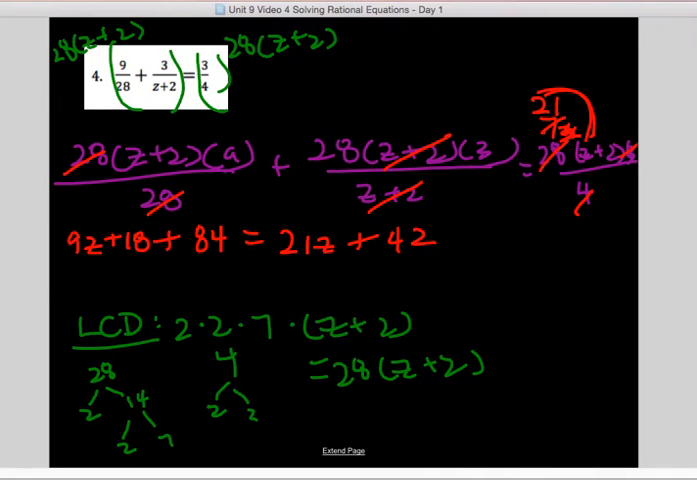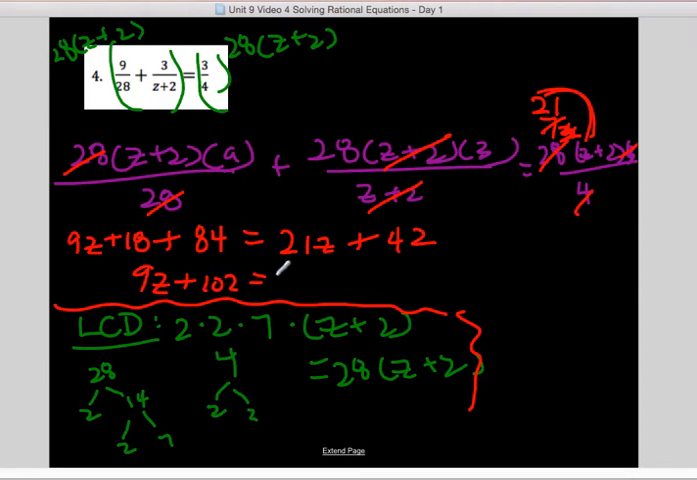Now, combining like terms. Hopefully you have a little more room than I do. 18 plus 84 gives me 102, so I have 9z plus 102 equals 21z plus 42. I would get all my z's to one side, and I want to keep them positive, so I'm going to subtract 9z. So 21 minus 9 gives you 12z, so I have 102 equals 12z plus 42.